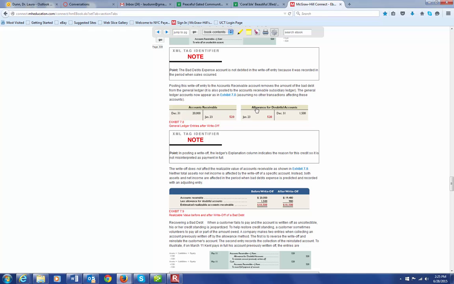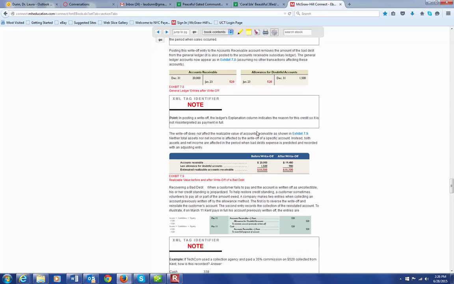So this shows you what it would look like in your T accounts. You made your allowance here $1,500, but then in January, when one of those accounts actually did become uncollectible, you debit it here, and then the credit goes to accounts receivable directly.